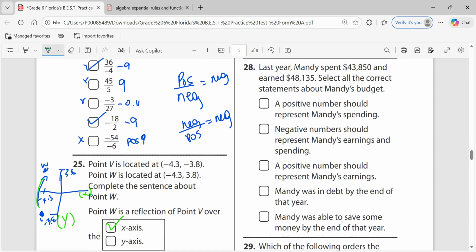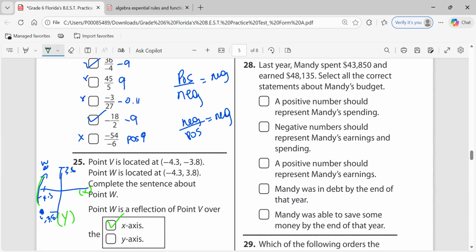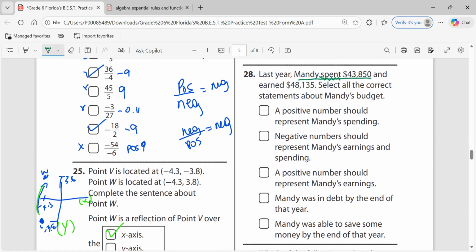All right, so number 28, we're going to think about what they're saying and make sure it makes sense. It says last year, Mandy spent $43,850. That's what she spent. Whenever you spend money, you are losing money. And so that's a negative, right? And she earned, anytime you add money to your bank account, you earn money. That's going to be a positive number. Select all the correct statements about Mandy's budget. So she spent about 43,000, and she earned 48.